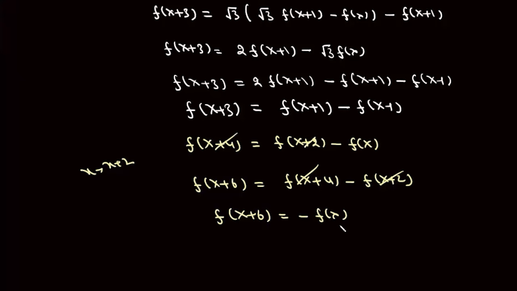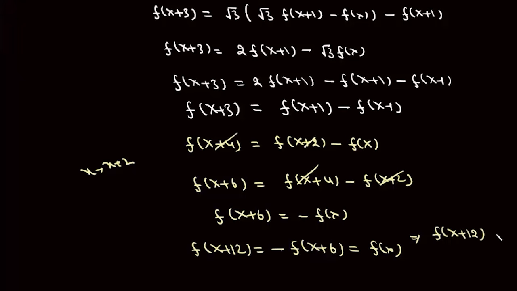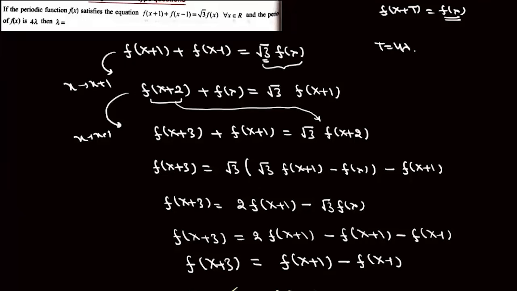Now we have to make it plus f(x). We'll replace x with x+6. You can write f(x+12) will be equal to minus f(x+6), and it's minus f(x). So from here we can say f(x+12) is equal to f(x). So this function is periodic, and the period of this function is 12. So it says period is 4λ. So 4λ is equal to 12. That means the value of λ is 3. So the answer to this question is that the value of λ is 3.